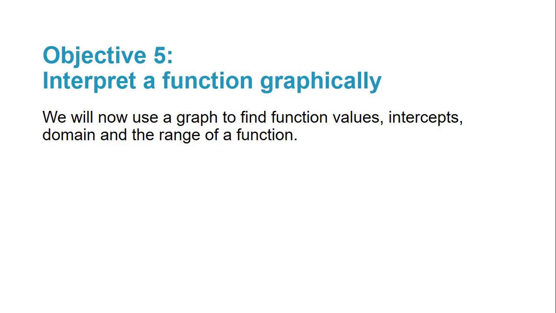In this last objective of Section 8, we are going to interpret a function graphically, which means that we will use a graph of a function to find function values, intercepts, and the domain and range of the function.